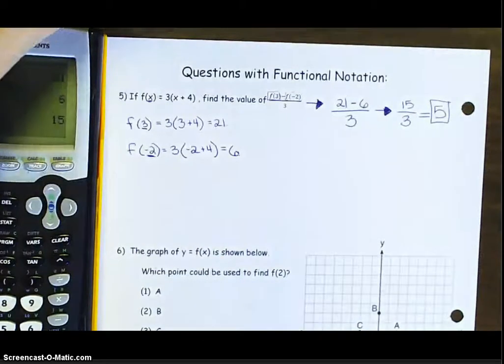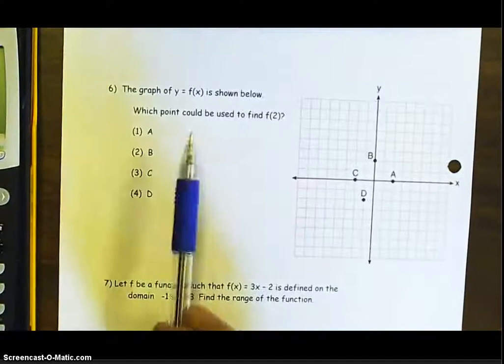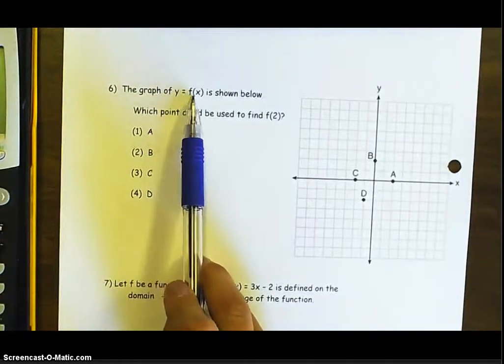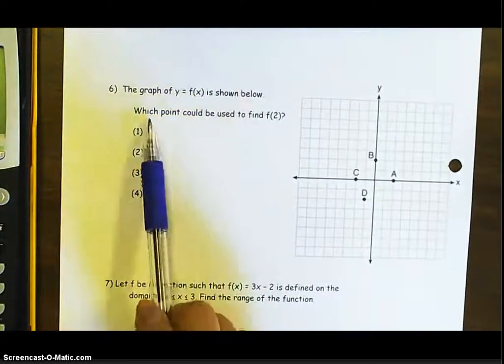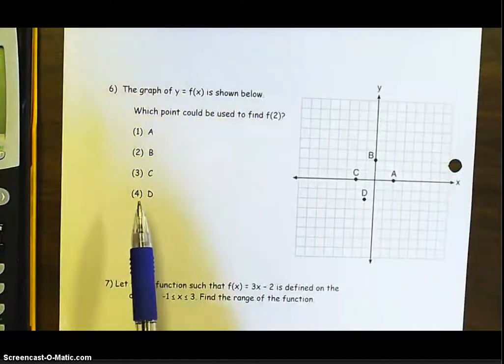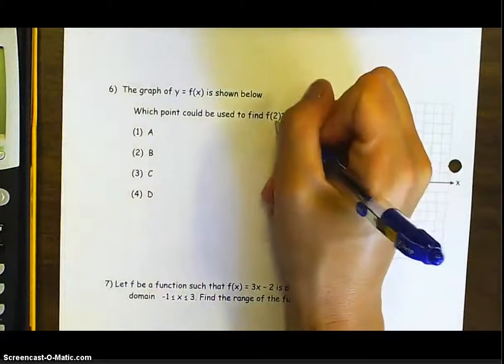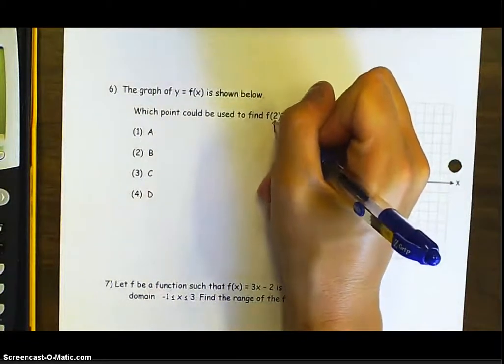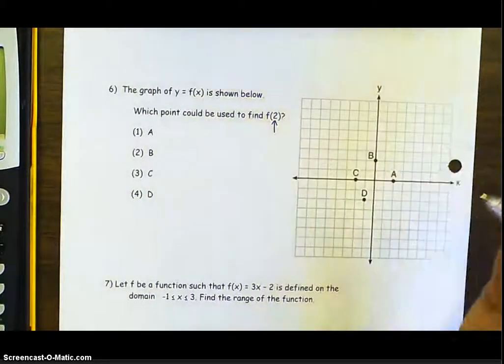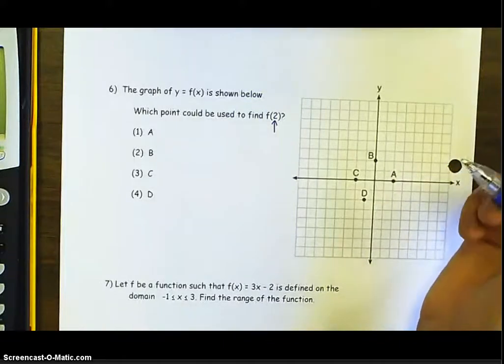Okay, let's take a look now at number 6. All right, the graph of y equals f of x is shown below. Which point could be used to find f of 2? Okay, so here we need to think very carefully. There's a 2 inside of the parentheses, so you need to think. Inside of the parentheses, is that your x or your y?